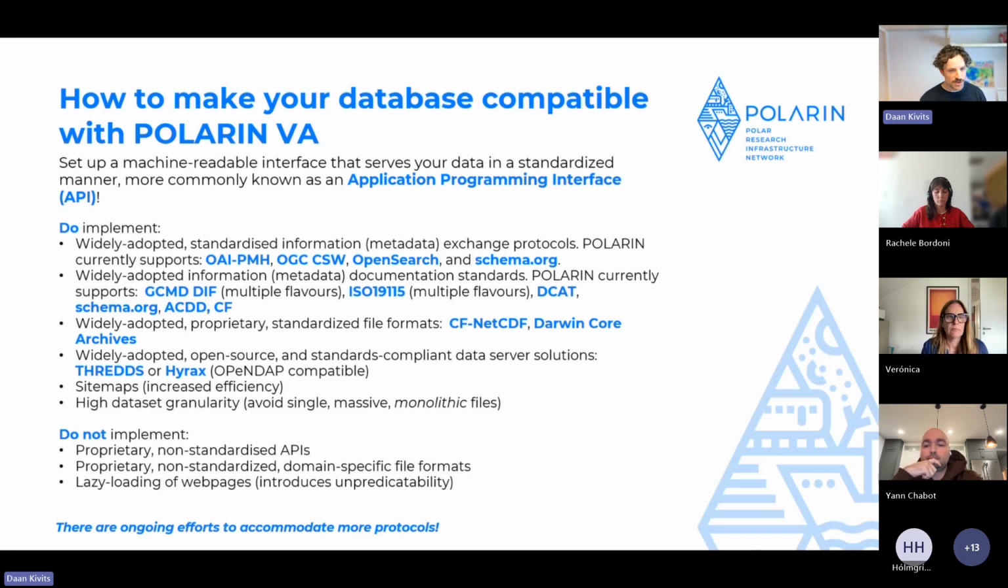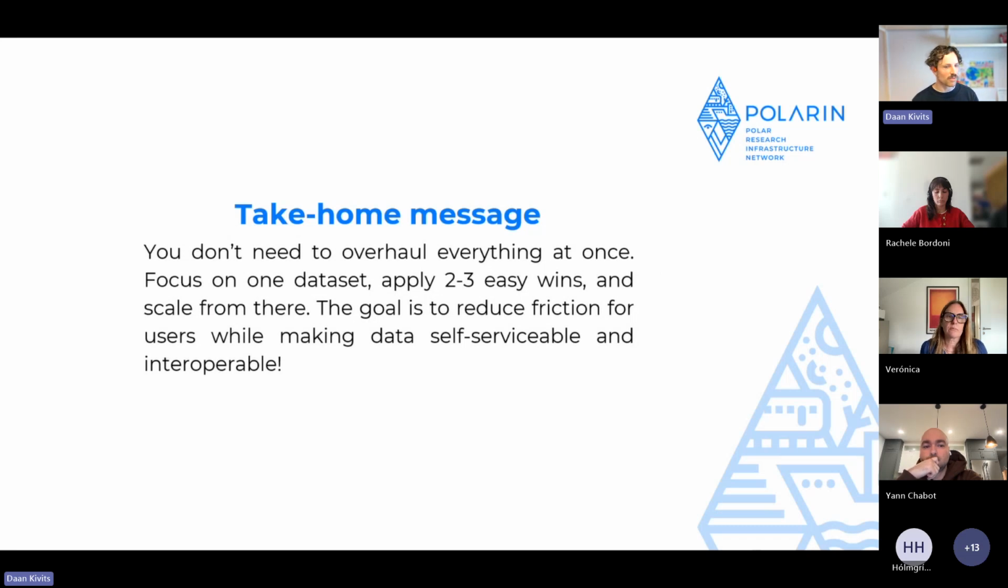It should be said that you don't need to overhaul everything at once. Just focus on one data set at a time, to have a good example to see if things work, to test things. Apply these 2 or 3 easy wins, as they say. Implement the things that are easiest in your current data infrastructures, and then scale from there. Think about roadmaps and how you can slowly move towards this VA integration. The goal is to reduce friction for the users, but also make data self-serviceable and interoperable, also past the project lifetime. That's basically what we want to achieve with virtual access.